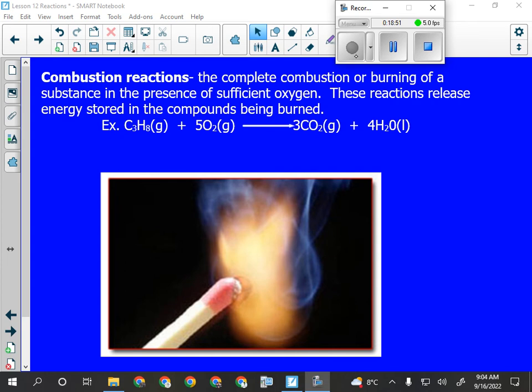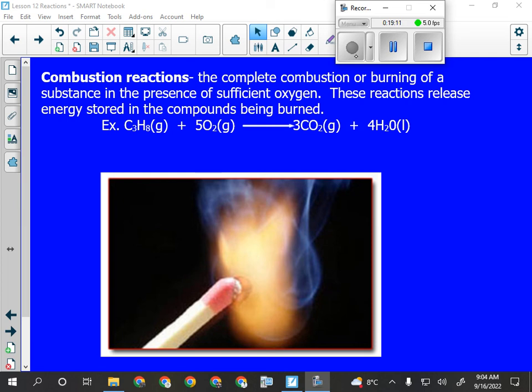Combustion reactions are kind of the one reaction that's really different than all the others. They have their own rules for how they work and how we balance them, how we make sure there's the same number of each element on both sides. It works differently for these reactions than all the other types.